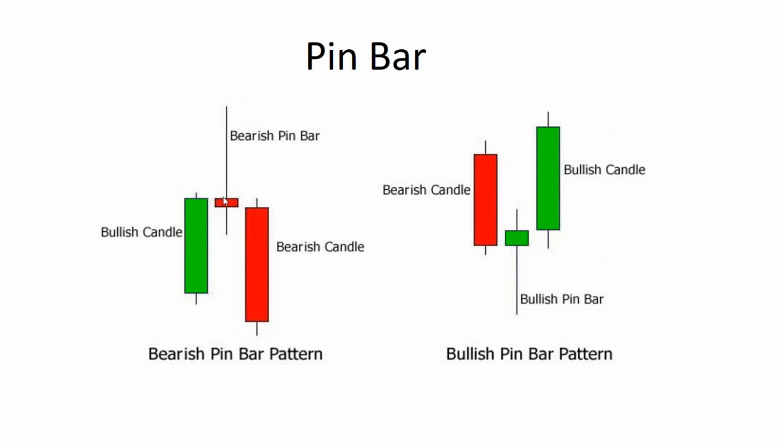So buyers who were in control initially have been overwhelmed, and sellers have stepped in to drive price all the way down to the low. So what this bar essentially does is highlight the fact that there has been a shift in sentiment and alert us to the potential of a larger reversal.